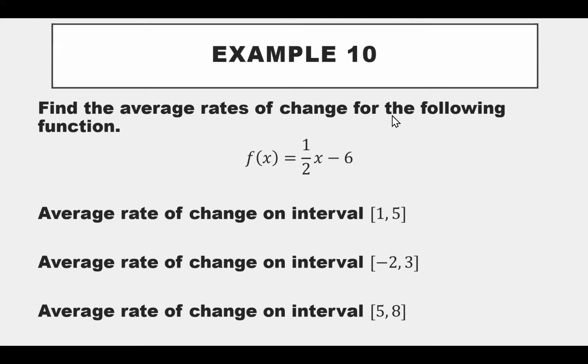Let's do one more example to find the average rates of change. And let's use the following function. F of x equals 1/2 x minus 6. You could have also said 0.5 x minus 6. We'll find the average rate of change on the interval from 1 to 5, the average rate of change on the interval from -2 to 3, and the average rate of change on the interval from 5 to 8. If you want to do this on your own, push pause on the video.